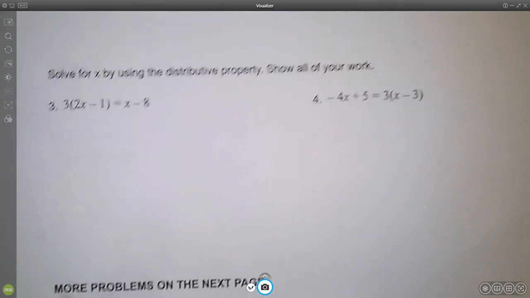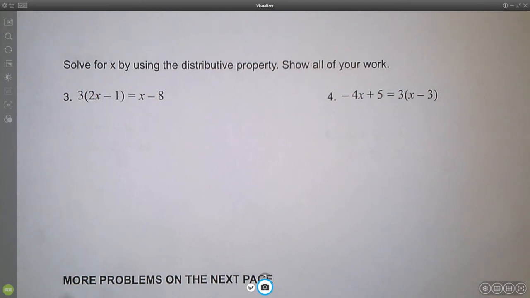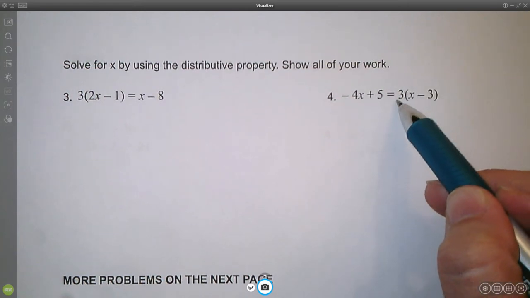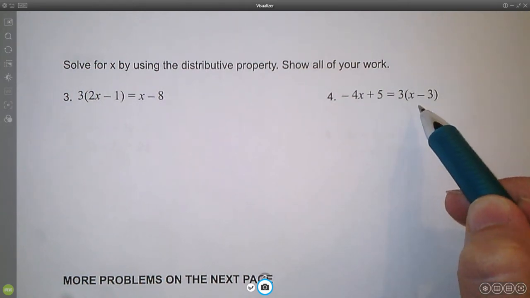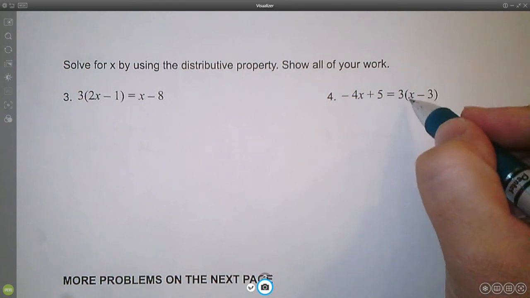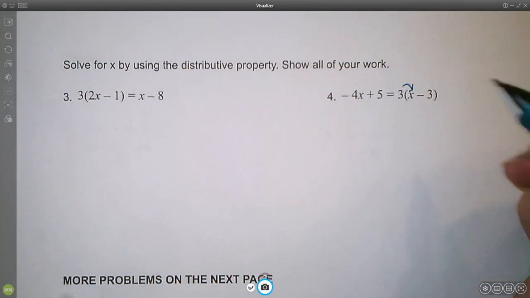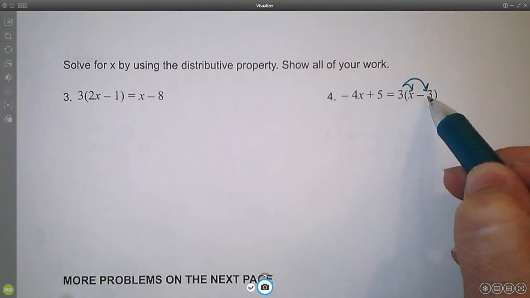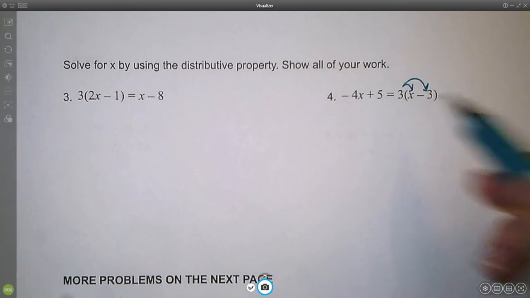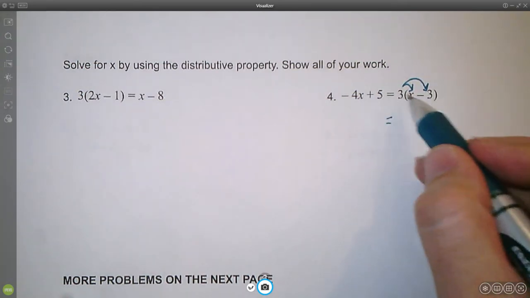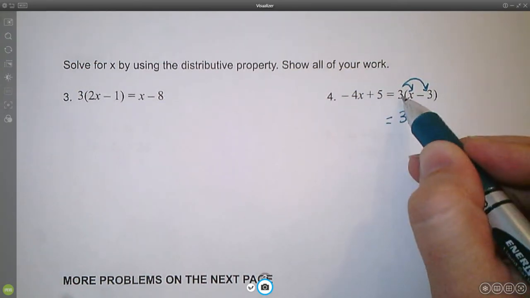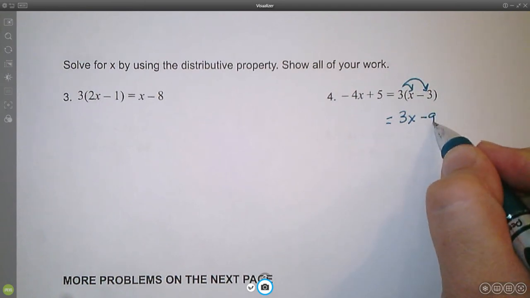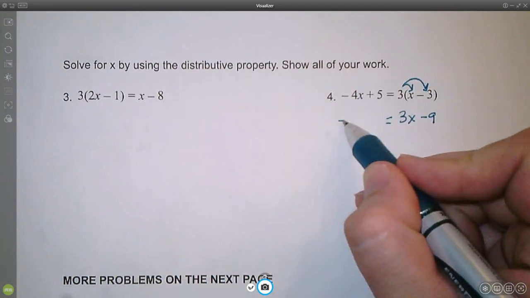All right, let's move on to 4. This one says solve for x by using the distributive property, show all of your work. When you are distributing, that's when you have a number on the outside of a set of parentheses, and all you're doing is multiplying. So this is like taking 3 times x and 3 times negative 3. Don't forget that this is negative. A lot of people will forget that. So 3 times x is 3x. 3 times negative 3 is negative 9. And then I'm just going to rewrite this side.